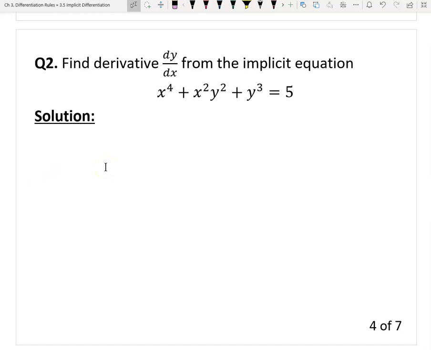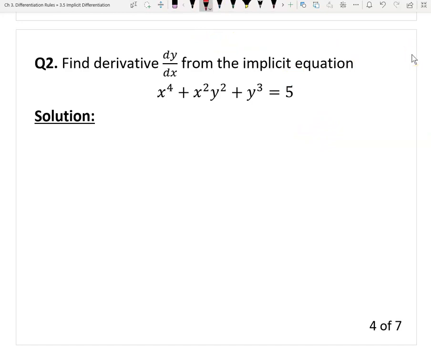We have an explicit equation, and of course we have a formula to solve for y, but the formula is complicated. It's a lot of radicals. It's too complicated to solve for y. So now we just use implicit differentiation. How to do it? Differentiate both sides. Remember, that's all we need to do.